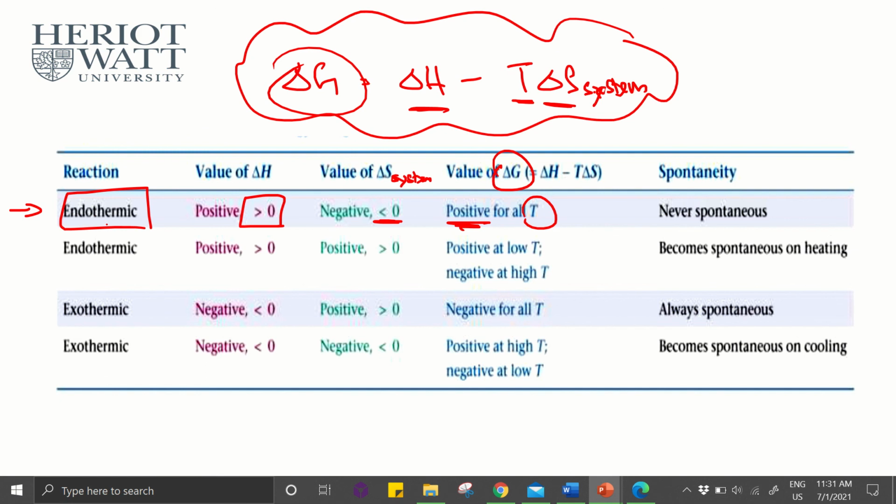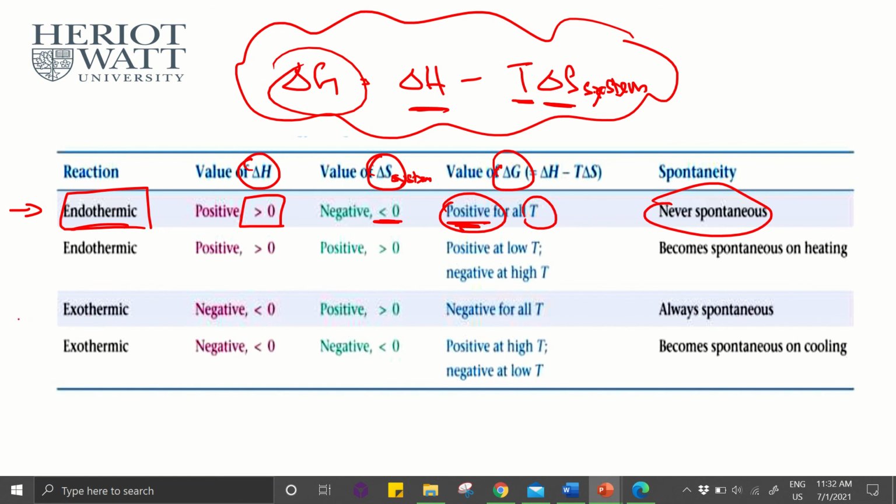I repeat, if it is an endothermic reaction, the enthalpy change is positive. When the entropy is negative, then the Gibbs free energy is always positive. Hence, the reaction is never spontaneous, regardless of temperature. Low or high, however great the temperature range, the reaction is always non-spontaneous. This is the case where you have endothermic reactions and negative entropy.